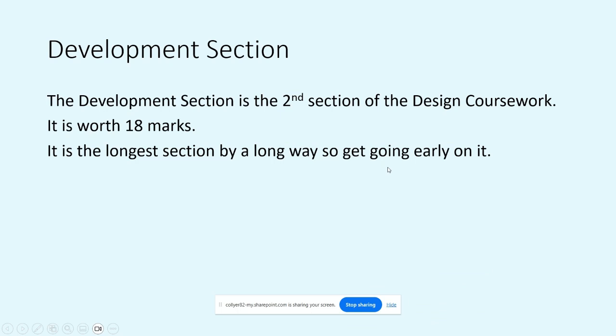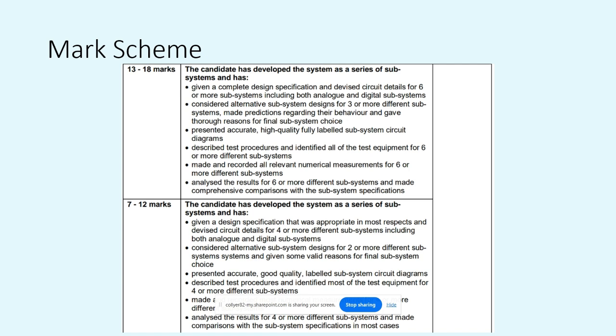This is the development section of the design coursework. Unlike the planning section, this is very different to the assembly coursework. It is also the longest and the most tedious section. So get going on it early, crack on with it, and get it done. It is a case of repeating. So this is a section where you are repeating things many, many times, and it's easy to get bored and make stupid mistakes. So make sure that you're very careful.